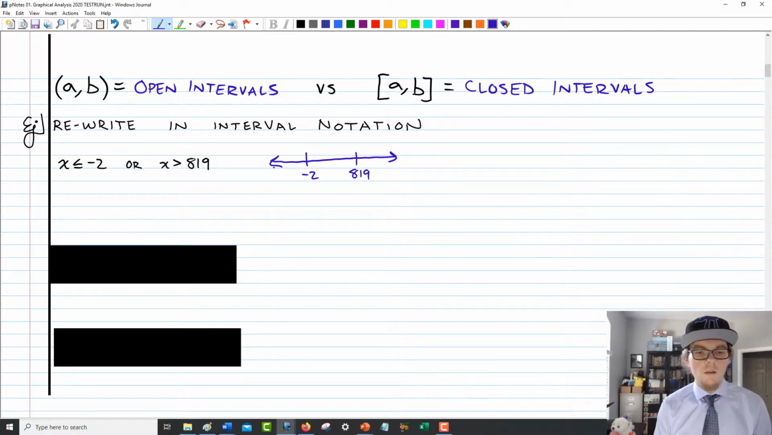So we'll go from there to there. Next, I'm going to look at the brackets. We have "or equal to" on -2, so I'm going to shade that circle in to indicate that we're including it. And then we're going to go greater than 819, so I'm going to do an open circle. And then I want the bigger numbers than 819. And x is less than or equal to -2, so we want the smaller numbers for this one.